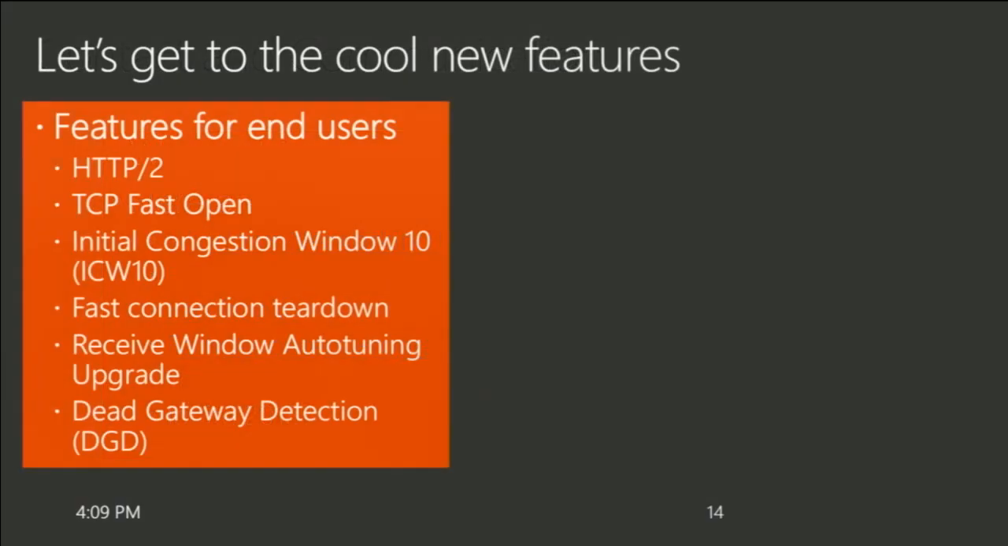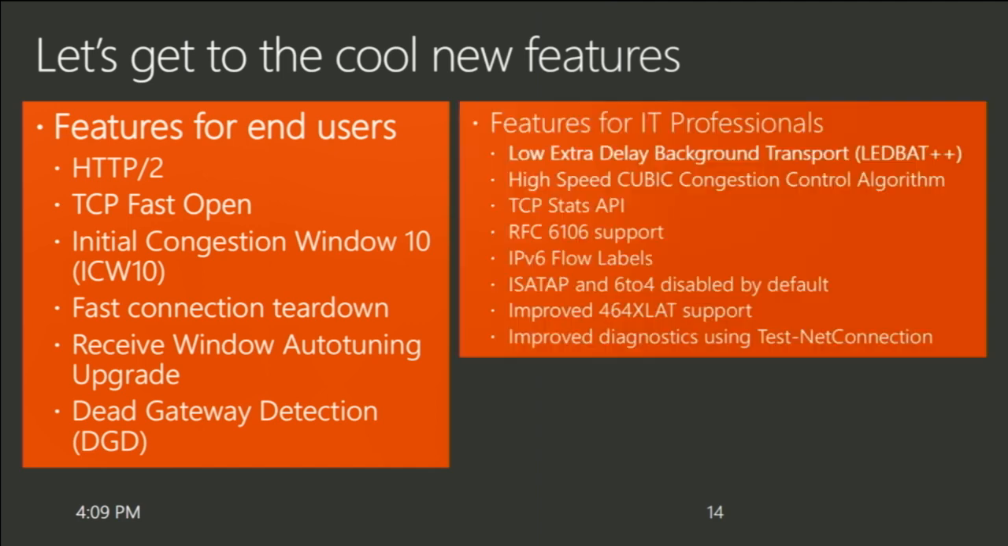Okay, so let's talk about the cool new features. I'm going to keep the same 3 buckets: features for end users, IT pros, and data center professionals. So let's look at the end users. One of the coolest features that we have here is called H2, HTTP2. That's making the internet faster, making the web a better place for everybody. TCP Fast Open, we're opening our connections faster and making the internet better. ICW10, fast connection teardown, receive window auto-tuning, and dead gateway detection.